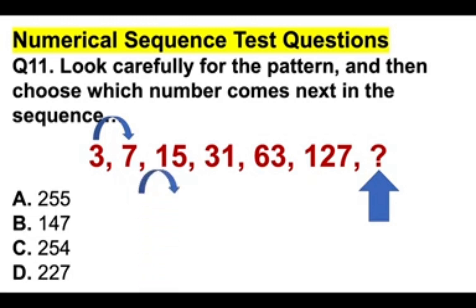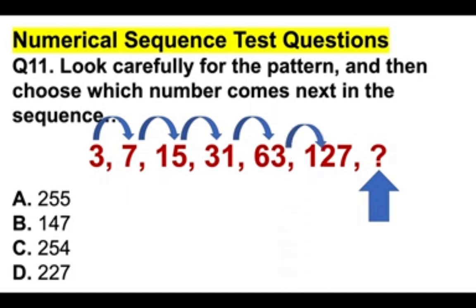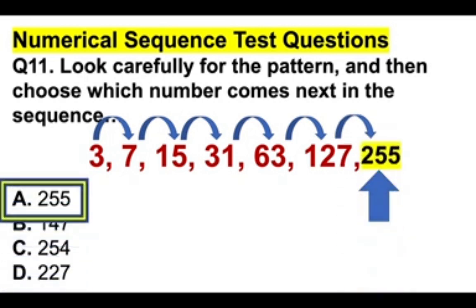So I can see there that what's happening is 3 is doubled, which gives 6, and then add 1. 7 is doubled, which gives 14, add 1. 15 doubled is 30 plus 1, 31. 31 doubled is 62 plus 1 is 63. 63 doubled is 126 plus 1 is 127. So that pattern means the number is doubling each time and then 1 being added on top. So the answer there would be 255.